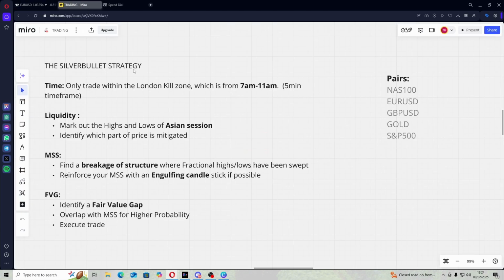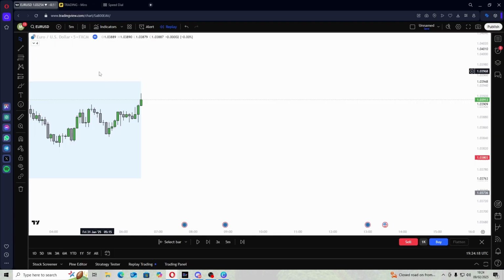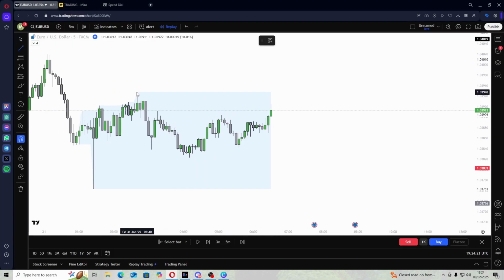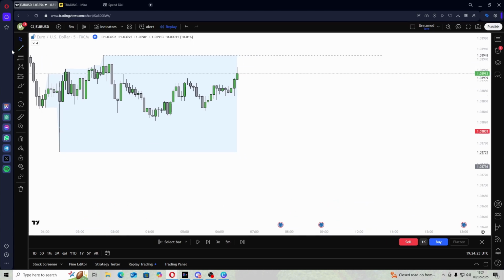So you can see right here, you only trade this within the 7 to 11 London kill zone, okay? You trade this within the 5-minute time frame. What you need to do is mark out the highs and lows of Asian session. Let me just do this really quickly so you're going to see how this works. So let's say this is the highs of Asian session, and this will be the lows of Asian session. So we mark out the highs and the lows.